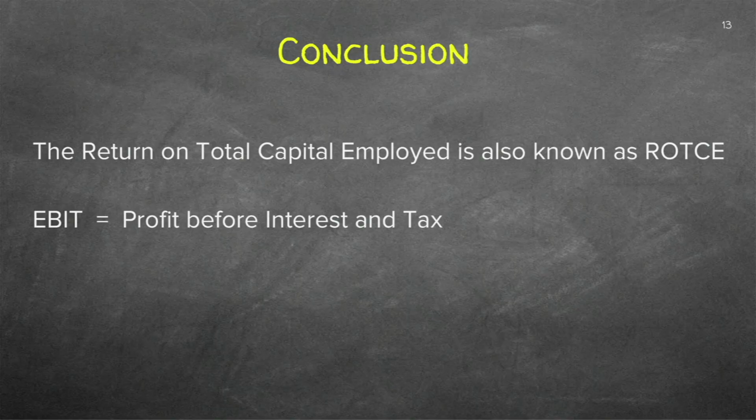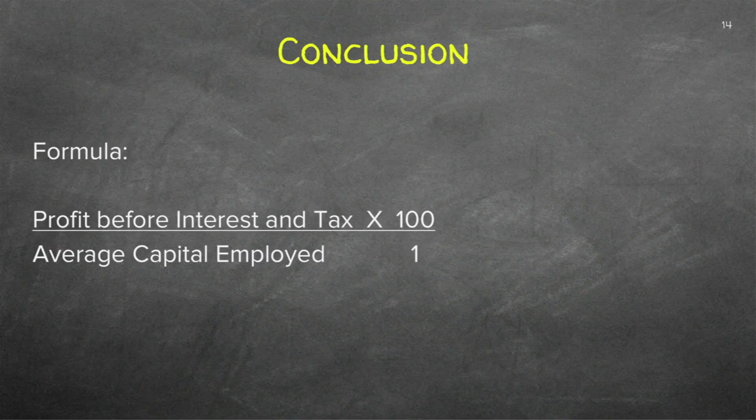The return on total capital employed is known as the ROTCE. As I said in the last lesson, sometimes in the exam they don't even refer to return on total capital employed. They just talk about the ROTCE. So please learn what ROTCE stands for, and also know what EBIT stands for: the profit before interest and tax. What is the formula? The formula is profit before interest and tax multiplied by 100 divided by average capital employed.